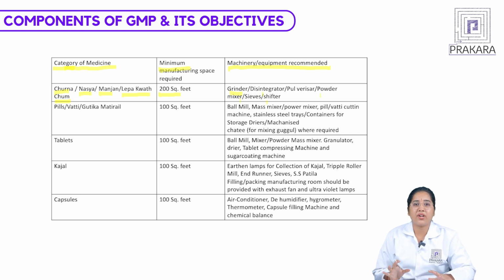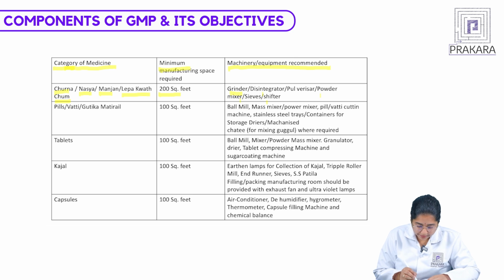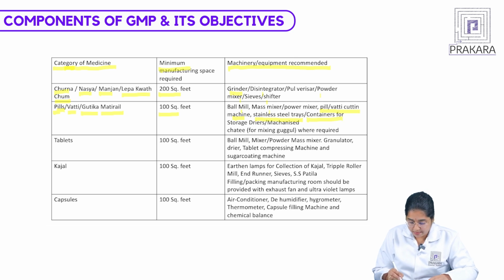So these are the different equipments required. The next one, for manufacturing of pills, vati, gutika and matrika, 100 square feet is required. For that: ball mill, mass mixer, powder mixer, pill and vati cutting machine, stainless steel trays, containers for storage, dryers, and mechanized chatty for mixing guggulu are required. And tablets, we know that ball mill, powder mass mixer, granulator, tablet compressing machine are important, and a sugar coating machine.